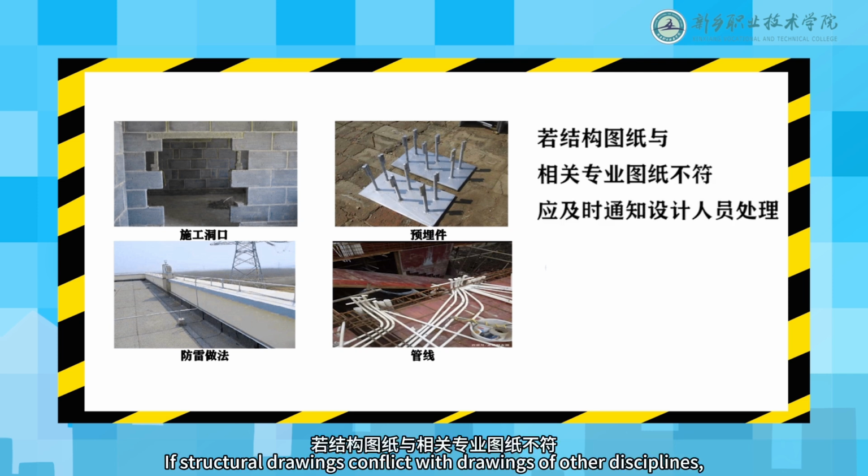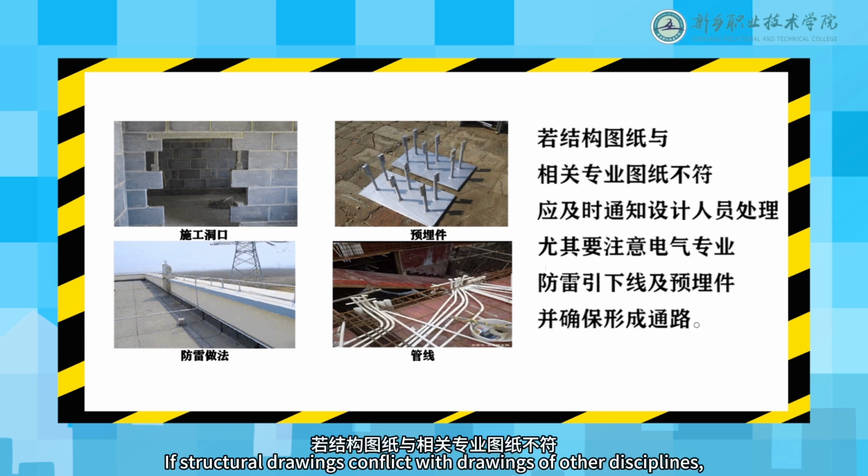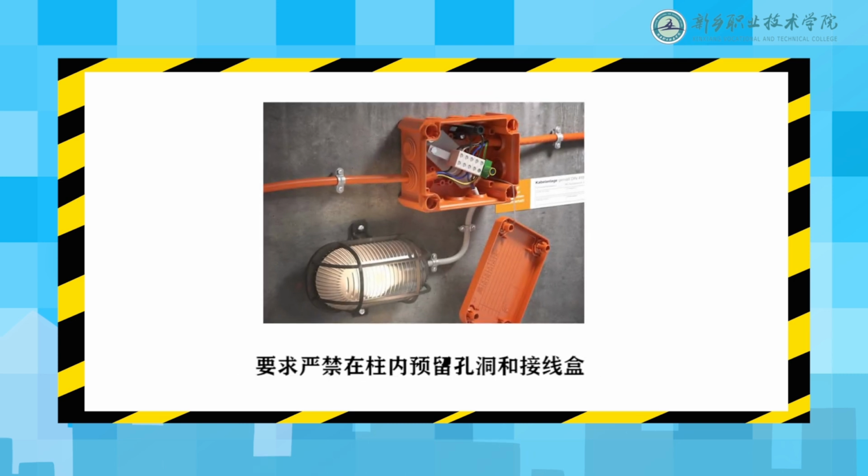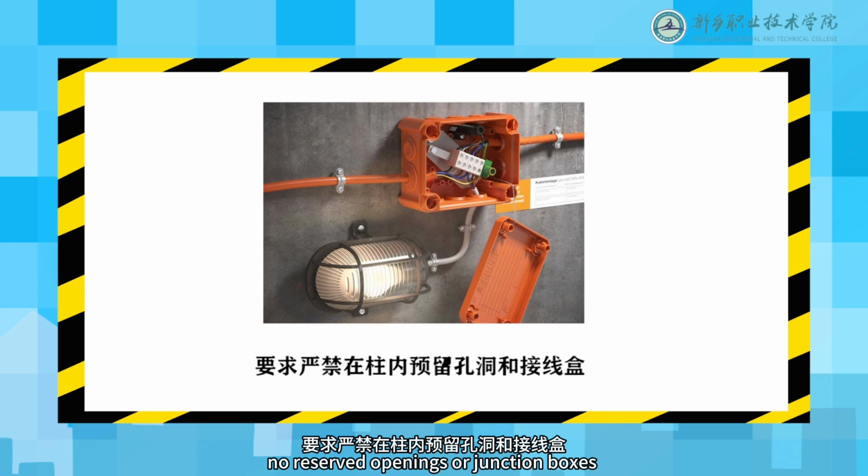If structural drawings conflict with drawings of other disciplines, promptly notify the designers for resolution. Pay particular attention to electrical systems, lightning down conductors and embedded parts to ensure proper continuity. Seventh, no reserved openings or junction boxes are allowed within columns.